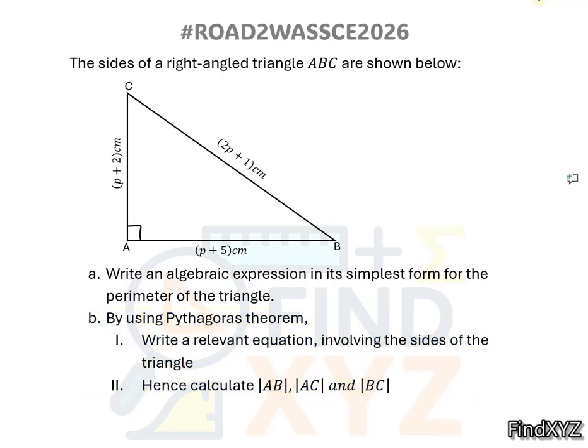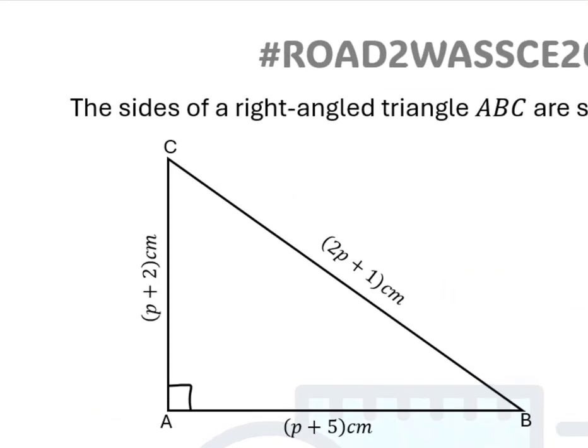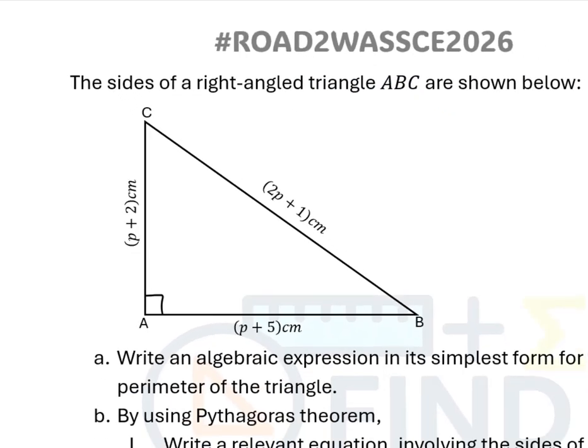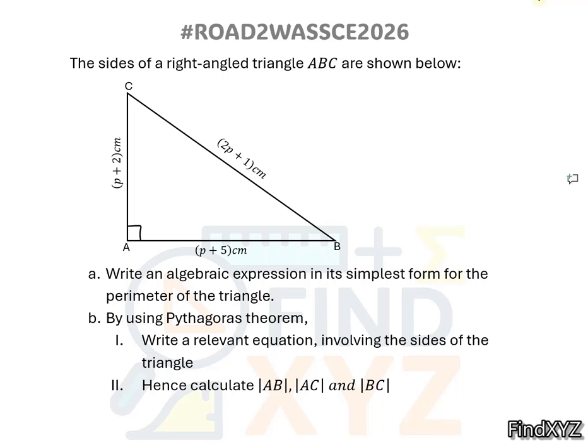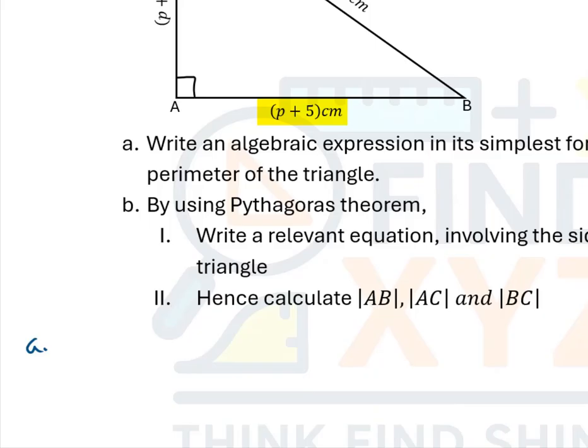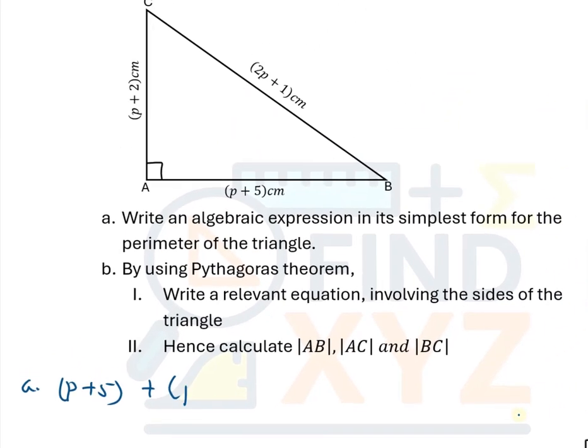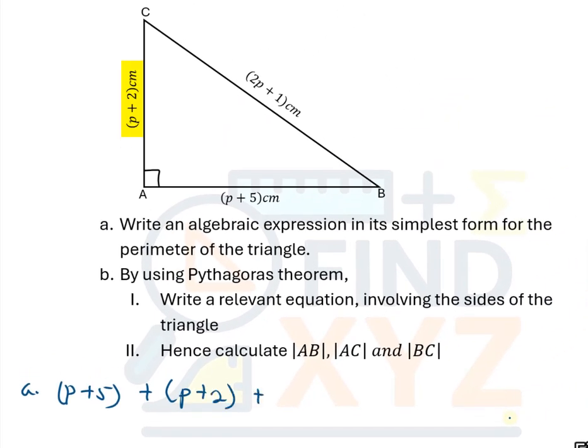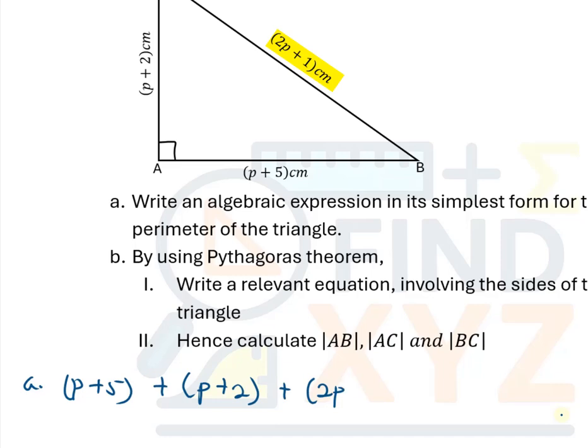Let's begin. The first thing is, what is a perimeter? Perimeter is the distance around a figure. And what is the figure? The figure is a triangle. So because the lengths of the triangle were given in terms of P, we've been tasked to write an algebraic expression. So what we are going to do is put all the sides together. The length of AB is P plus 5 and the length of AC is P plus 2. Then finally the length of BC is 2P plus 1.